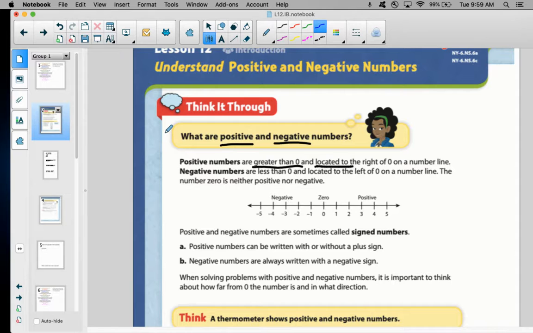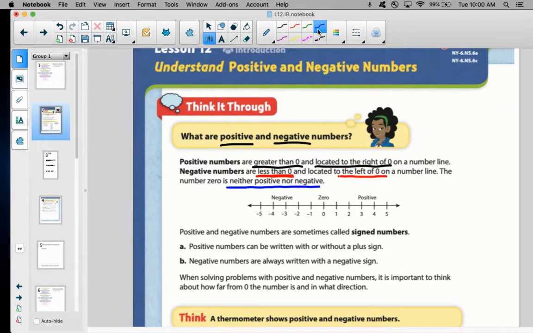They are located to the right of 0 on a number line, where negative numbers are often referred to, or maybe use the color of red, so I'm going to switch my colors here. They are less than 0, and they're located to the left of 0 on a number line. And the number 0 itself is neither positive nor negative, so that's important. It does not have any sign attached to it.